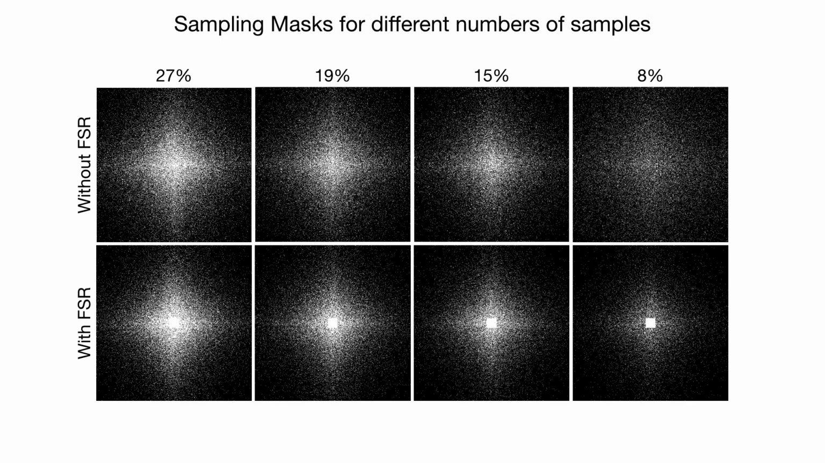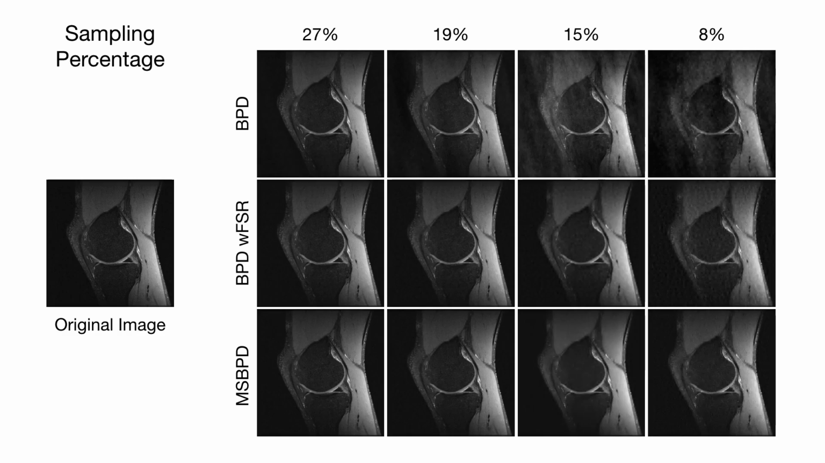So we're going to try reconstructing images using the original basis pursuit denoising technique and this new technique of more sparse basis pursuit denoising, both with and without a fully sampled region in the middle. The top row shows the basis pursuit denoising result. The middle row shows when the fully sampled region is included, and the bottom row shows the result of this more sparse basis pursuit denoising problem. In general, more sparse basis pursuit denoising attains the best results.